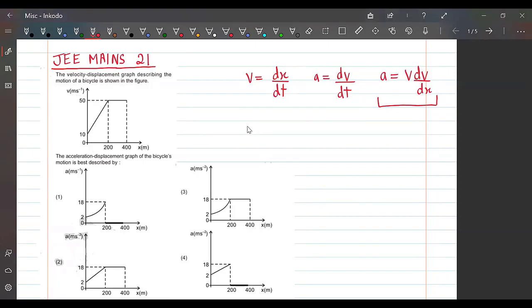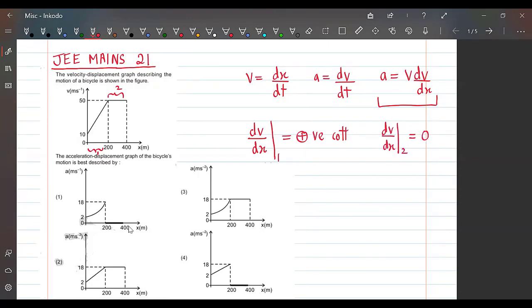So what we can get from here is dv by dx. Let us divide it into two portions. One is this region 1 and call this region as region 2. So dv by dx in region 1 will have a positive constant value, because the slope is constant. And in the second case, dv by dx is 0 because the slope is 0. So we can write dv by dx in region 2 is 0.